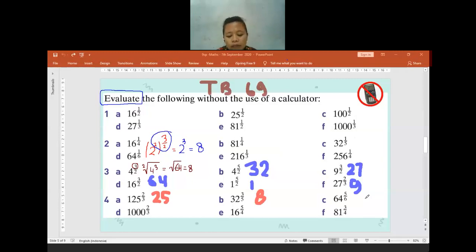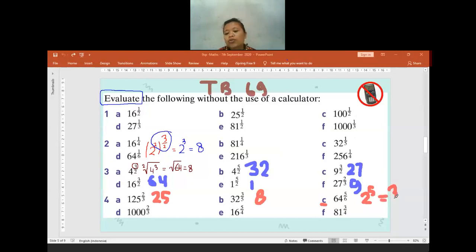Is there anyone who has a different answer from Steve? Because I think the answer to question C is not 16. You do 64 to the power of 1 per 6 first, right? You get the answer 2. And then 2 to the power of 5, the answer is not 16, Steve. The answer is 32. Yeah, the answer is 32.